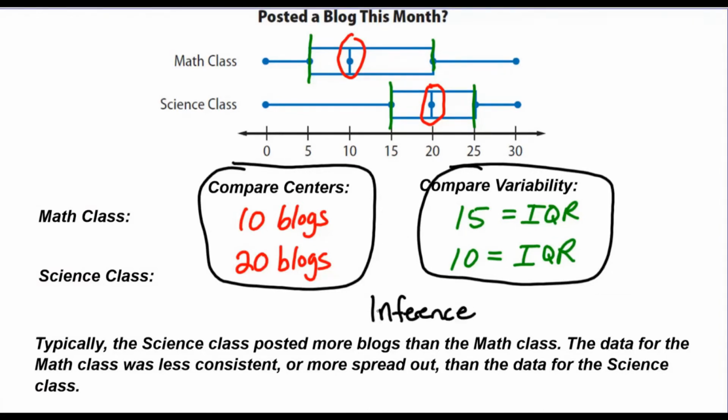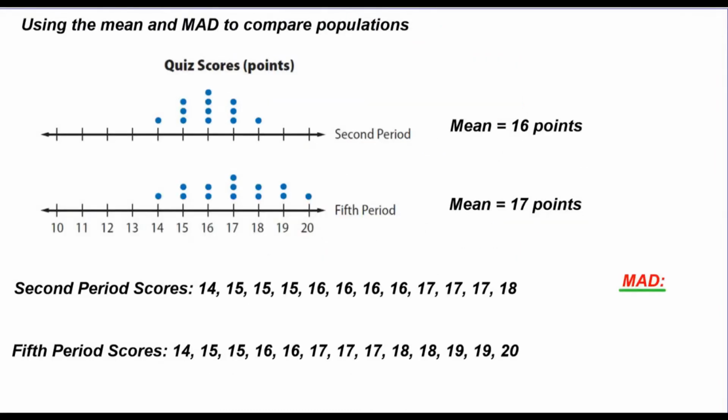So when you're asked to draw an inference, it's basically, what can we conclude? What can we say about the 2 populations once we've compared them? It's usually nice to write a sentence for each, a sentence that compares the centers and a sentence that compares the variability. We can also use the mean and the MAD to compare populations. Now, in the last example, we used the median and the IQR, but we can also use the mean and the MAD. So here we're comparing the quiz scores from 2 classes, second period and fifth period, and we don't have a box and whisker plot, we have a dot plot.